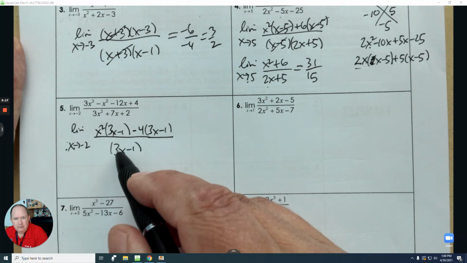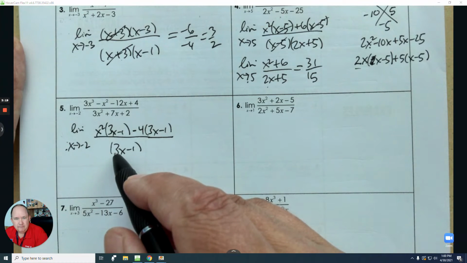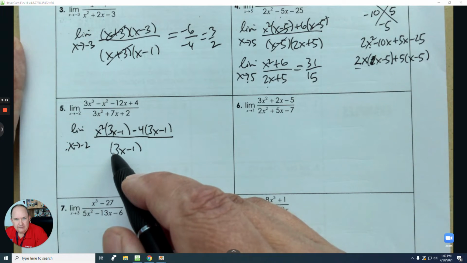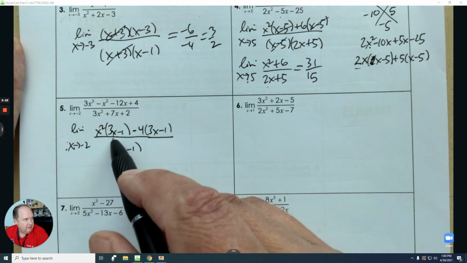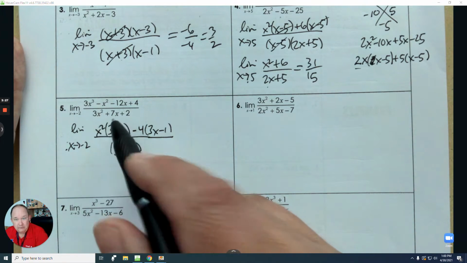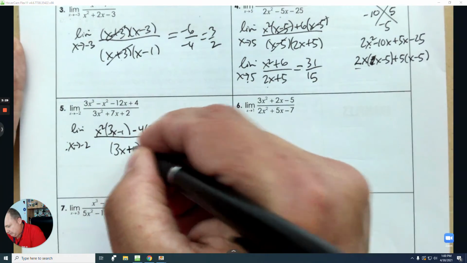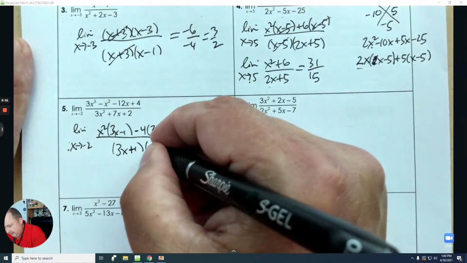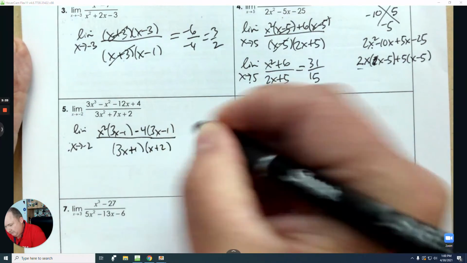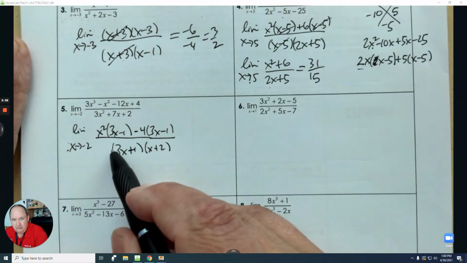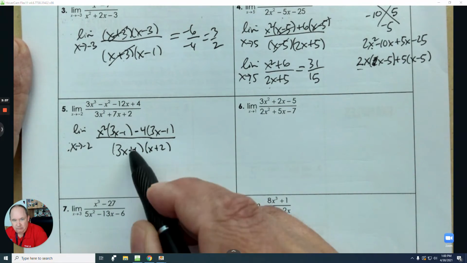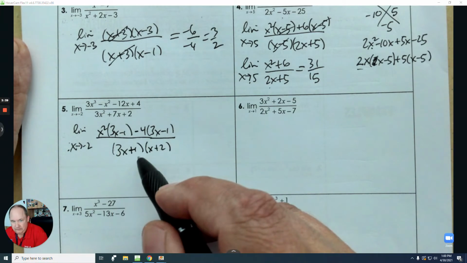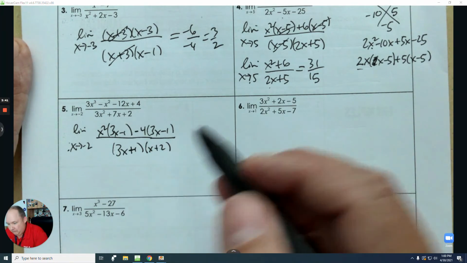And then in the denominator, I'm pretty sure 3x subtract 1 is going to be removable. Maybe not. Maybe, oh no. Well, let's see. Is it 3x subtract 1? 3x plus 1 because it's positive, right? So 3x plus 1 and x plus 2. So that gives me 3 times 2, that's 6, plus 1, that gives me 7, so it fits. So we're not done yet.